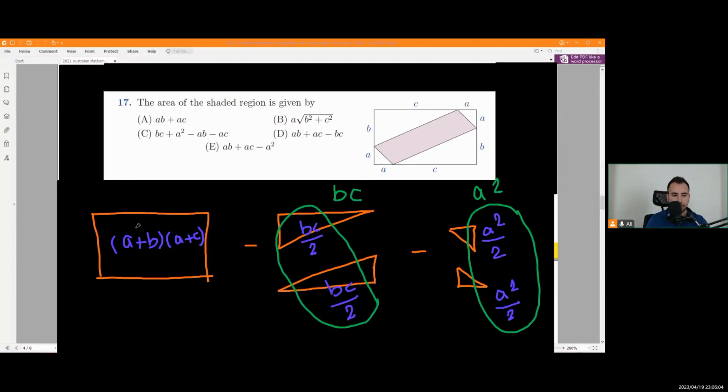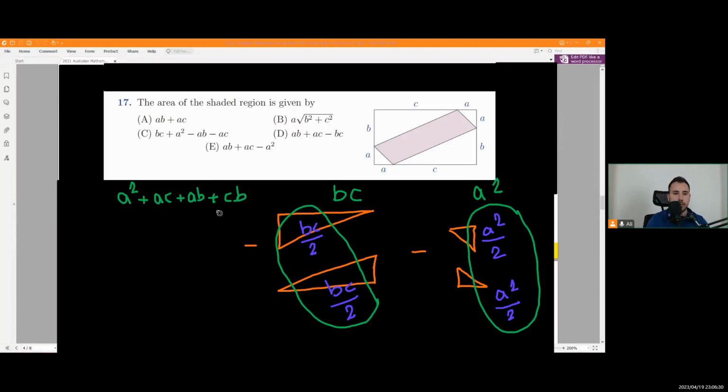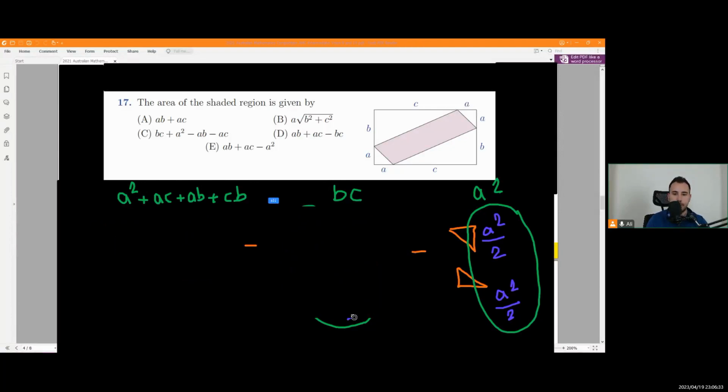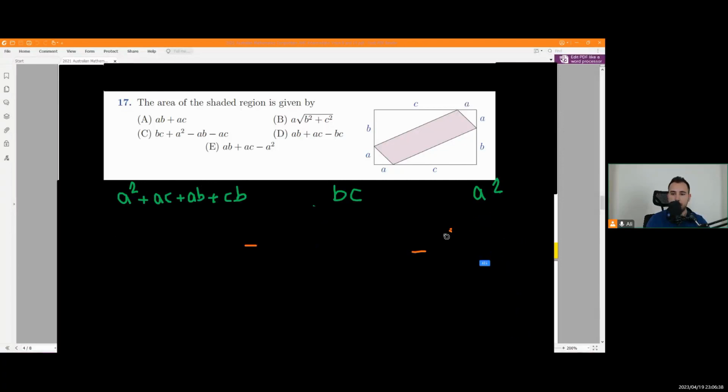Now, what is this one? It would be A squared, A times A, and then A times C, and A times B. So let's write it all: AA, AC plus AB plus CB. So all we have to do is minus these, right? Remember, I'm not cleaning the minus. We just have to minus them.